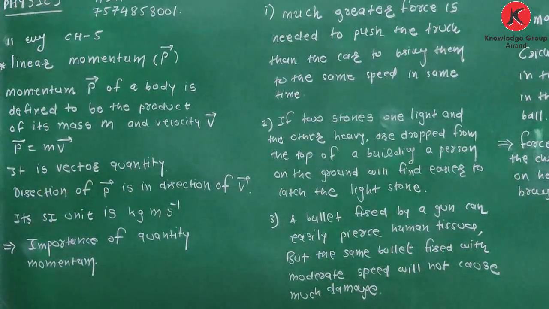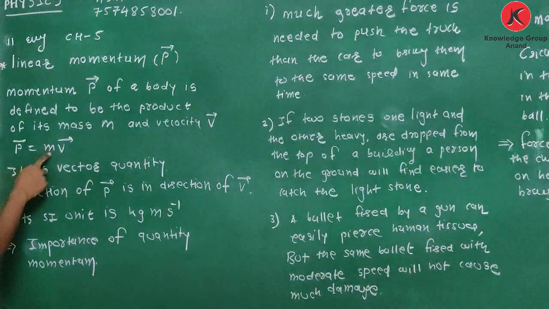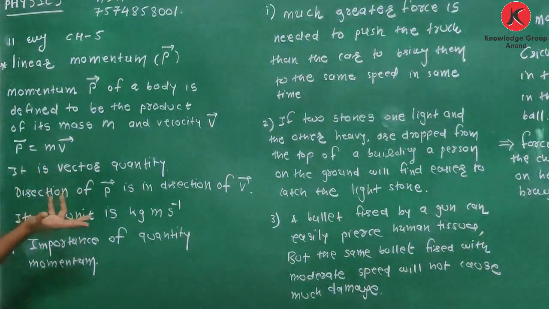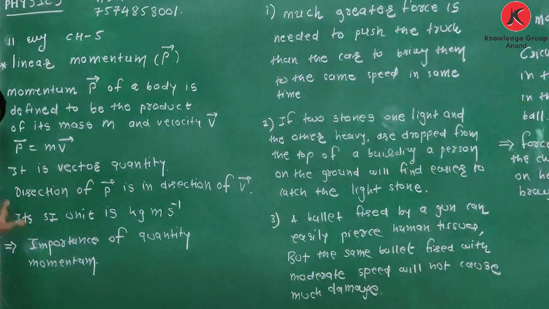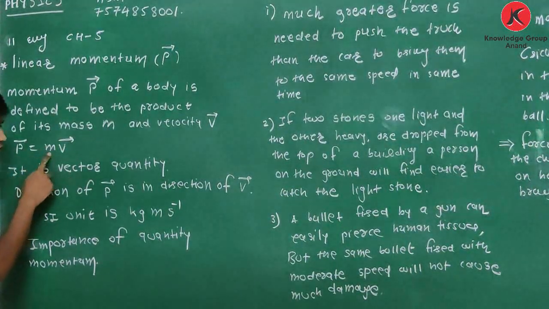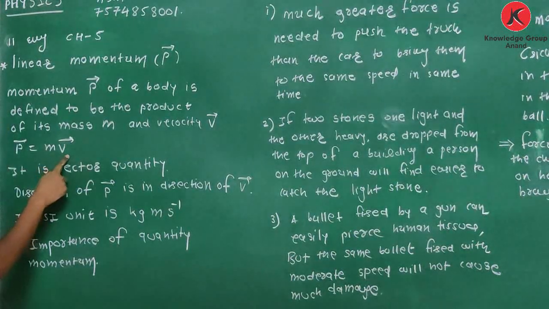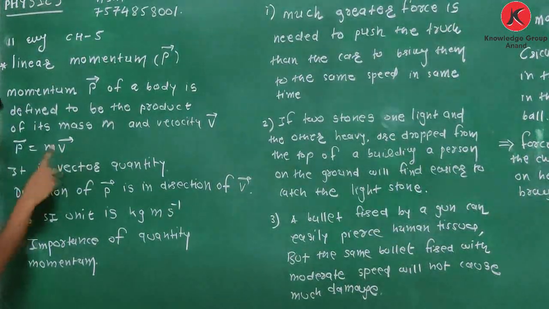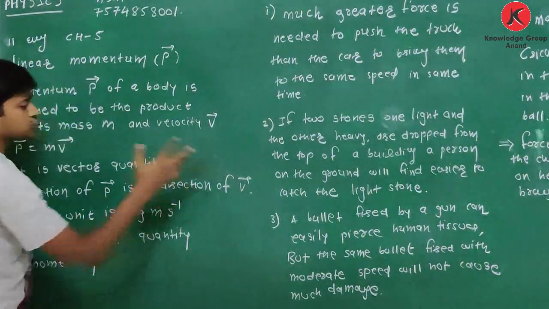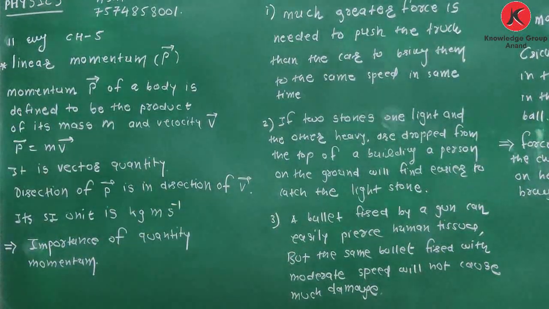Vector quantity means it has direction. This m is a scalar quantity, a number. Mass is a positive real number. If you multiply any positive number with a vector, the direction remains the same. So the direction of linear momentum is in the direction of velocity v.